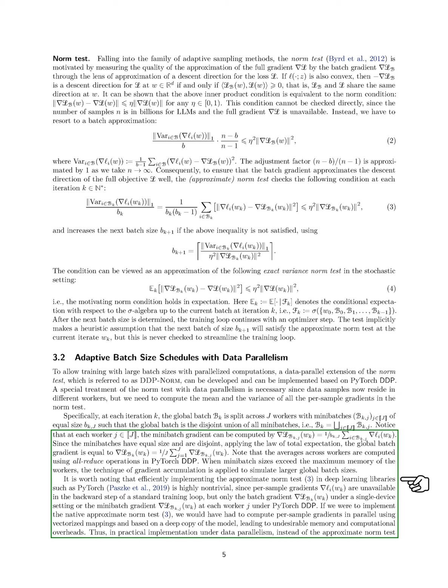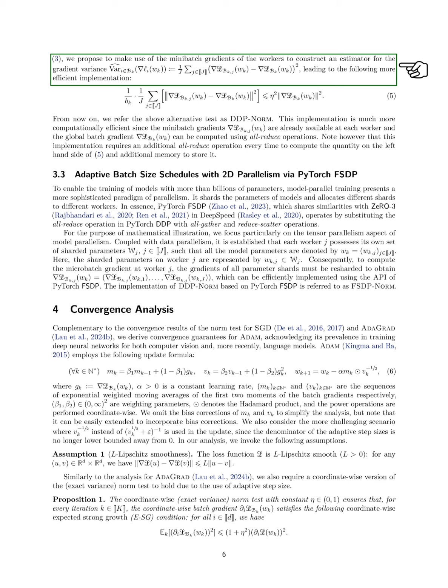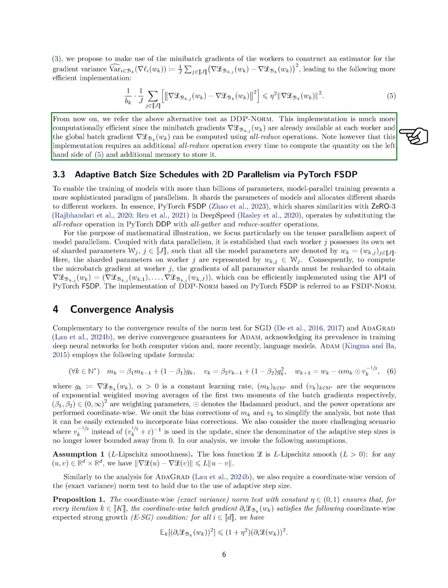Implementing the approximate norm test in deep learning libraries like PyTorch is challenging because we typically only have access to batch gradients. Instead of computing per-sample gradients, we propose using the mini-batch gradients to estimate the gradient variance, leading to a more efficient implementation known as DDP norm. This method is computationally efficient since we can easily compute the global batch gradient using all-reduce operations, although it does require additional memory and operations for certain calculations.